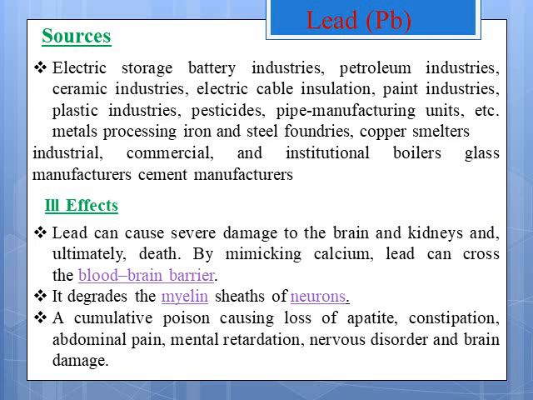So lead especially causes damage to the blood-brain barrier. Instead of calcium, it will mimic the calcium structure, and hence destroys the blood-brain barrier. So it degrades the myelin sheaths of neurons. That is the first step of the lead interference into the blood-brain barrier. And cumulative poisoning causes loss of appetite, constipation, abdominal pain, mental retardation, nervous disorders, and leads to brain damage.